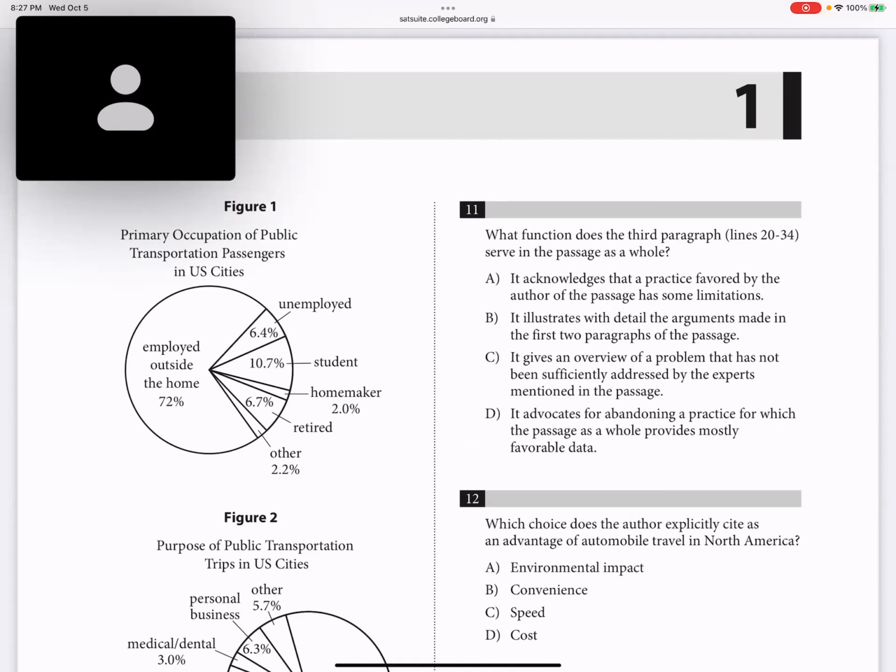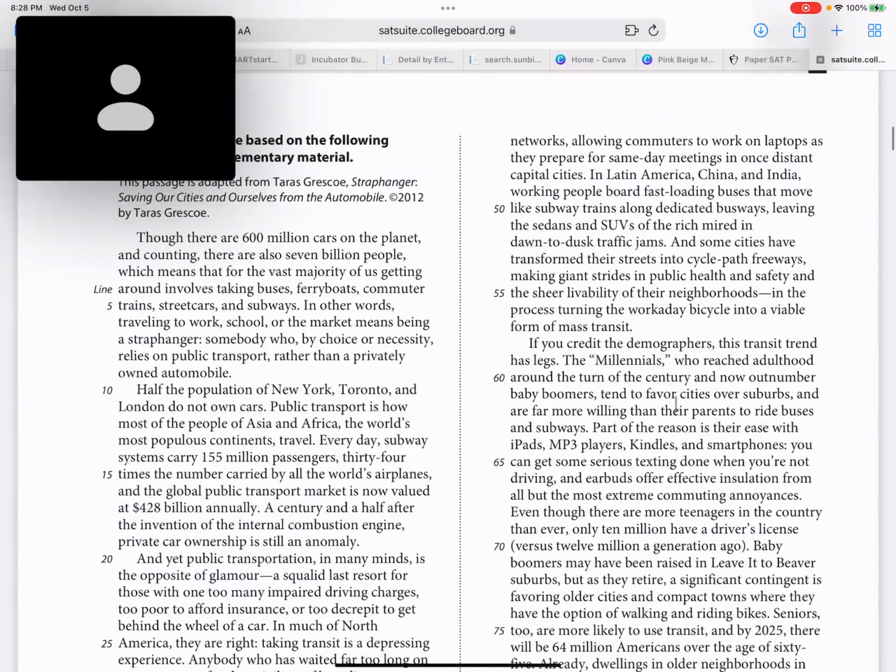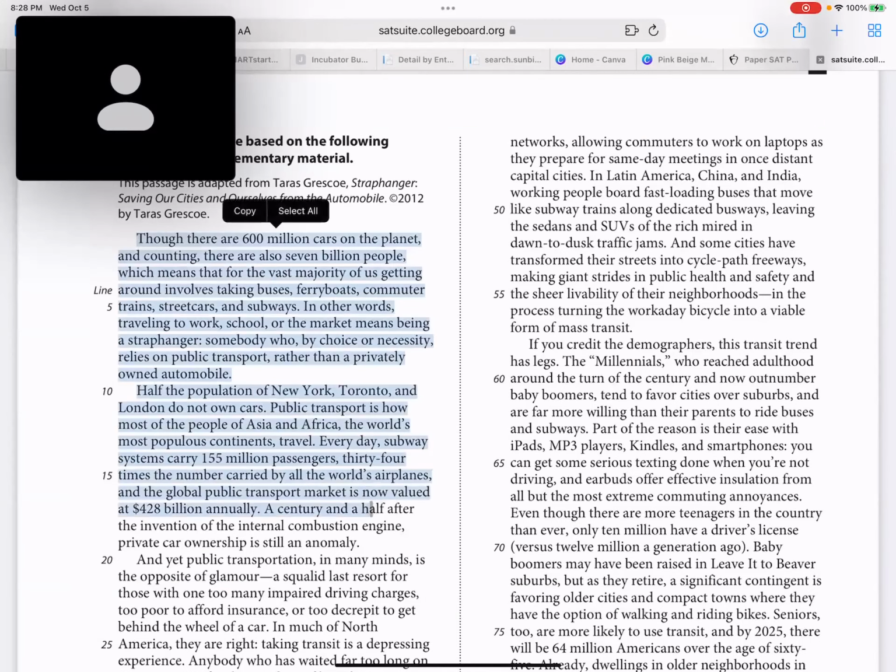So which one do we think is better? Does it illustrate with detail the arguments made in the first two paragraphs, or does it acknowledge a practice favored by the author? It acknowledges that public transportation has some limitations. Which one of those do we think is better? Let's see. It illustrates with detail the arguments made in the first two paragraphs. Let's see the first two paragraphs, because that's really the key, right? That's the only thing we haven't done yet, is take a look at those first two paragraphs.